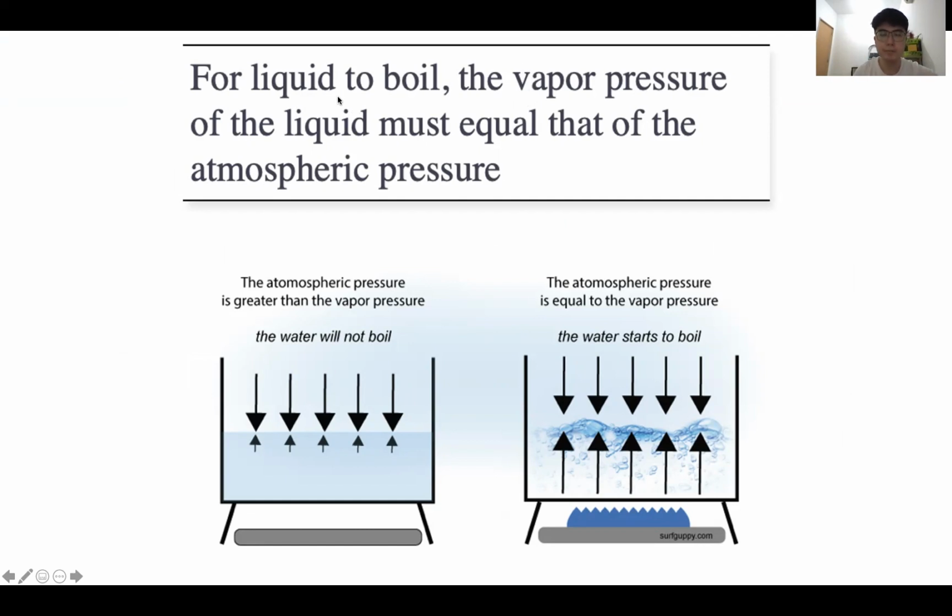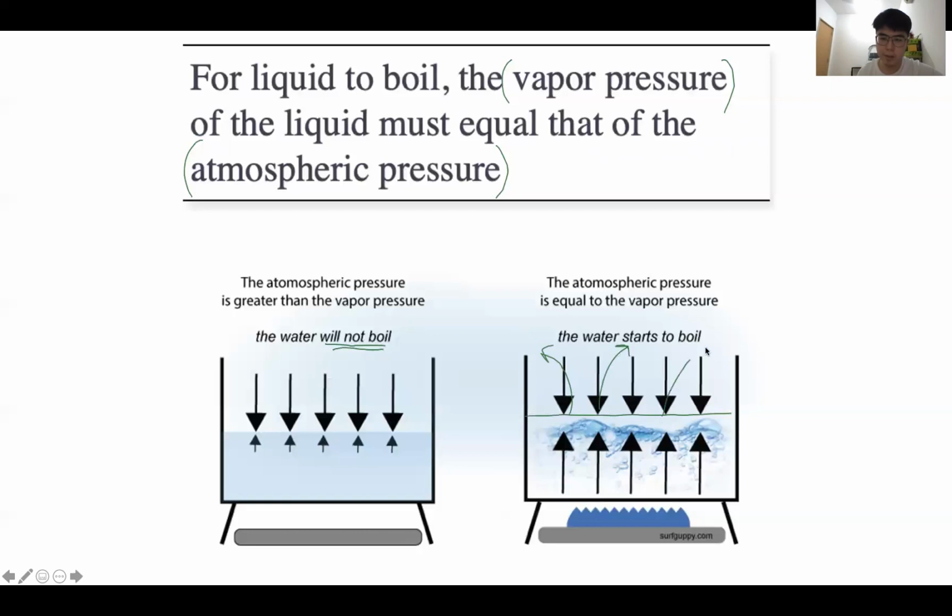For a liquid to boil, the vapor pressure of the liquid must equal the atmospheric pressure. Here the atmospheric pressure is greater than the vapor pressure, so the water will not boil. And here the atmospheric pressure is equal to the vapor pressure, so the water starts to boil. Only when they achieve an equilibrium in the pressure can the particles come out.